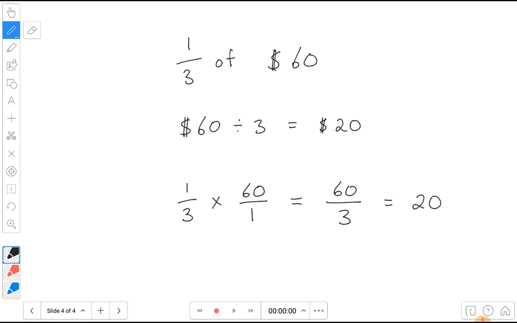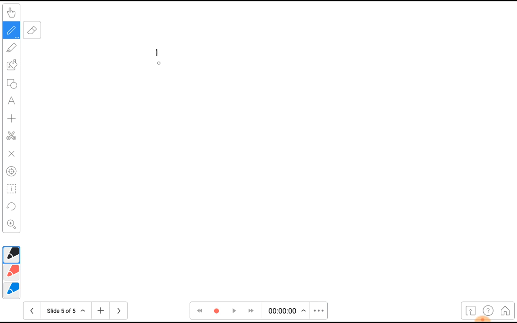Let's try the same thing. Let's say we want to figure out what is 1/5 of 40. So, what is 1/5 of 40? Well, we can say we take 40 and divide it into 5 equal parts. 40 divided by 5 is 8. That's one way. Or we can make a mathematical equation.